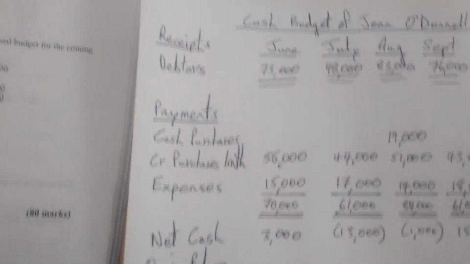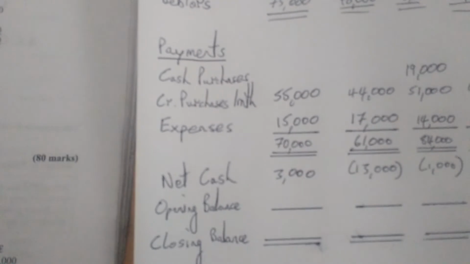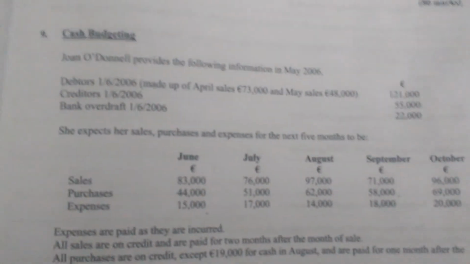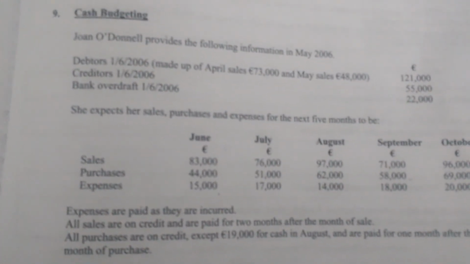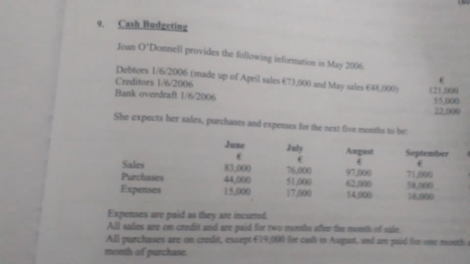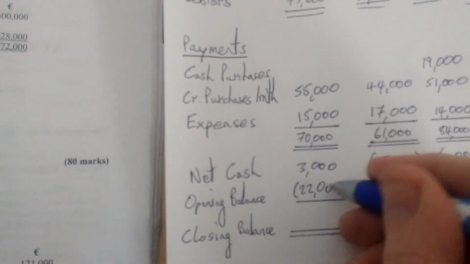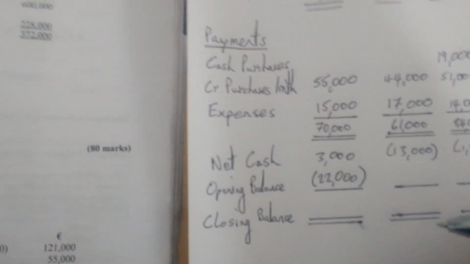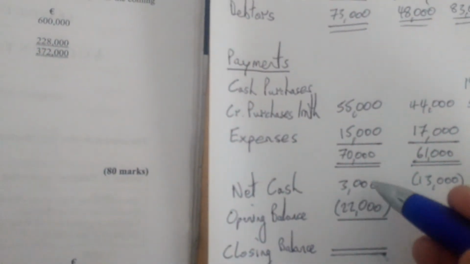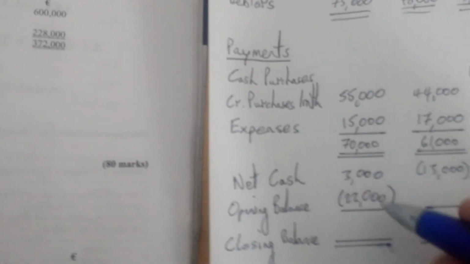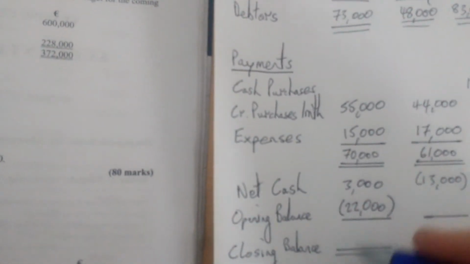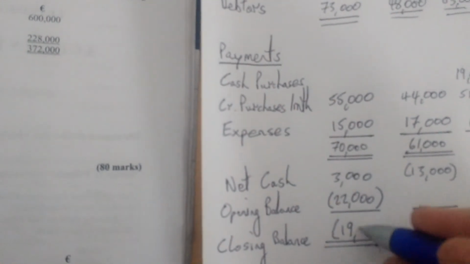But at the start of June, we had an opening cash balance, and if we go back to the question, it was a minus, or it was an overdraft. It was money we owed rather than we had in the bank. And we see bank overdraft, 22,000, so we treat that as a minus 22,000 that we started off this cash budget with, so minus 22. Then all I do is add these two together, the 3 and the 22. It's a plus 3 and a minus 22 gives me a minus 19.